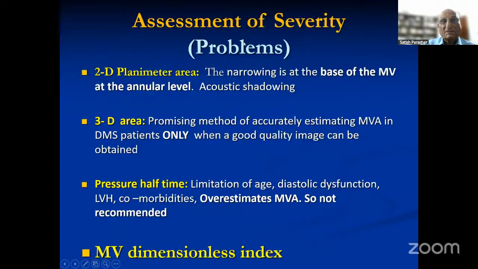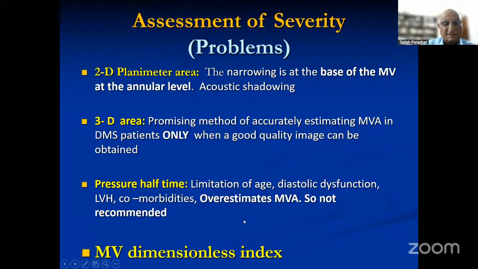Now, the assessment of severity is a problem because the 2D planimetered area is difficult because of acoustic shadow. 3D echo can be used only when good quality imaging can be obtained, although it is a promising method. Pressure half time, because of the age, diastolic dysfunction, LVH, and other comorbidities, overrates the mitral valve area. So pressure half time is usually not used in these cases.